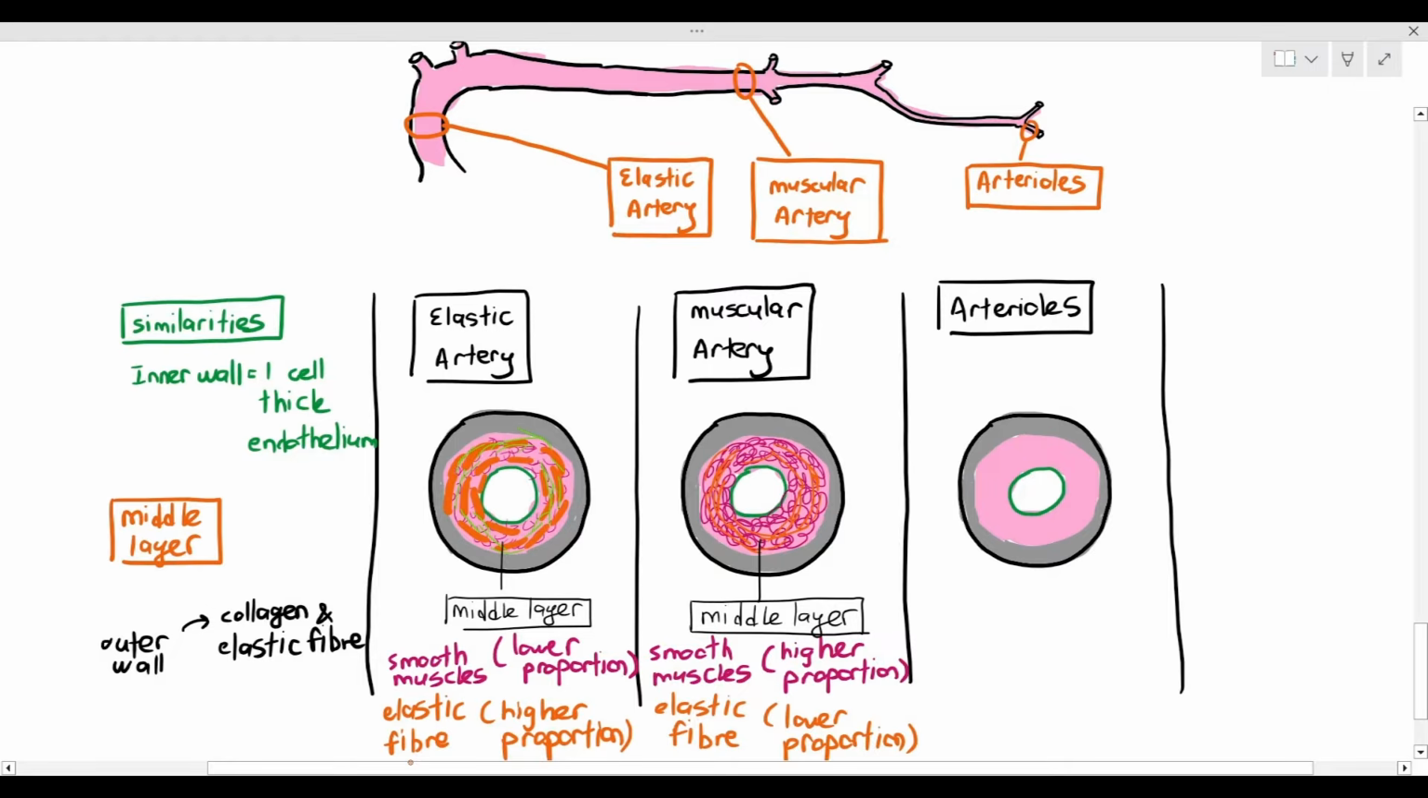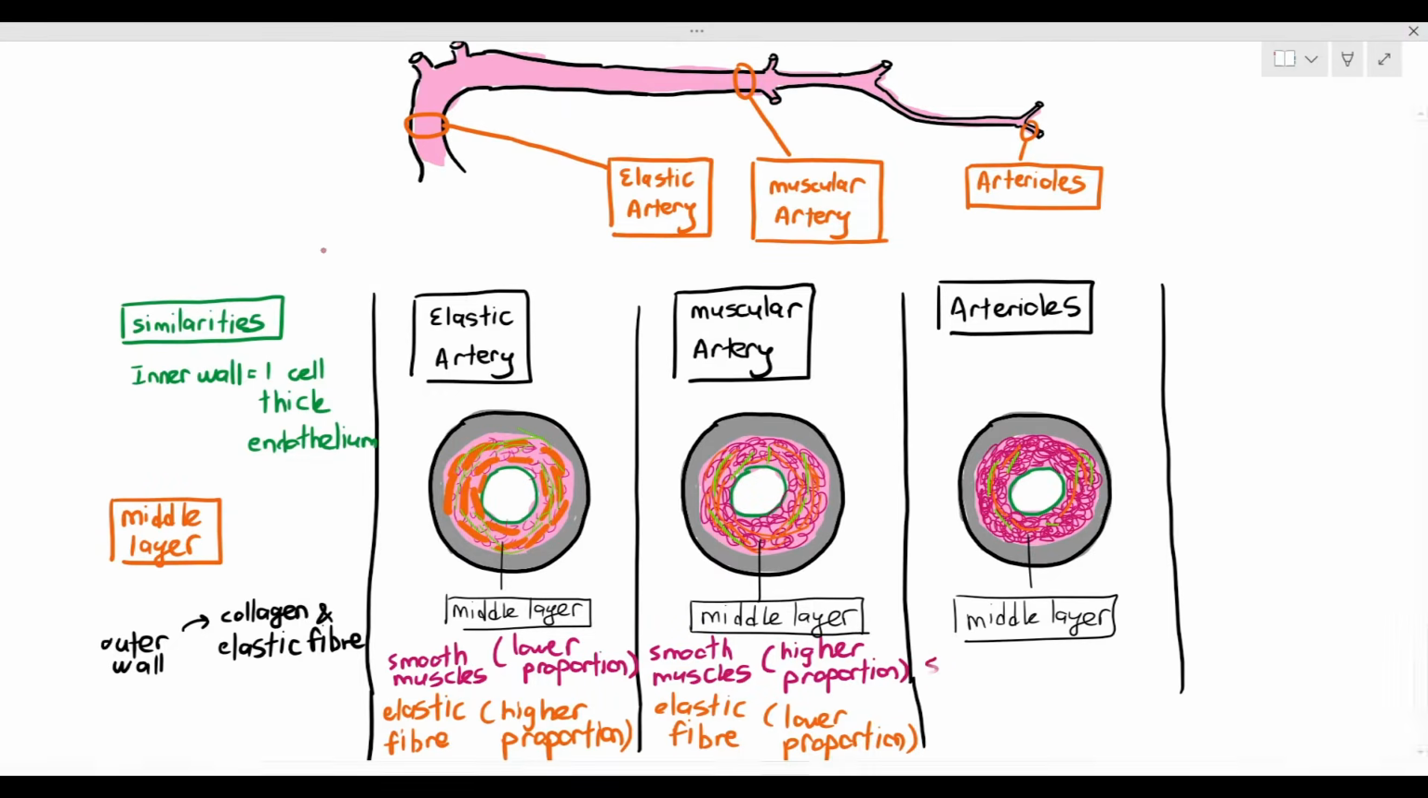Both the elastic arteries and muscular arteries have collagen fibers, but we don't have to care about it. Our main comparison between them is the smooth muscles and the elastic fiber. The arterioles, however, have the highest proportion of smooth muscles and they have very minimal elastic fibers. So what we have to know about the arterioles is just the fact that the middle section is made up of mostly smooth muscles. It does have elastic fiber, but it's extremely minimal in its proportion. So these are the differences in the elastic artery, muscular artery, and the arterioles.